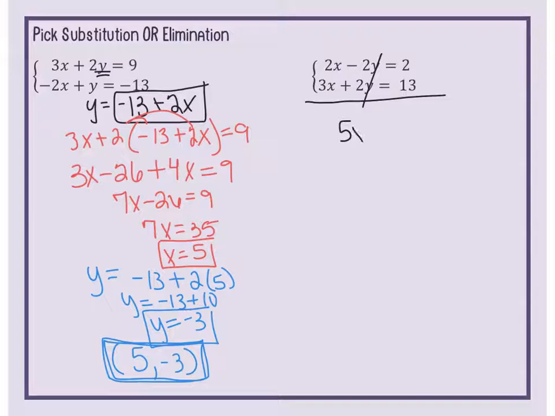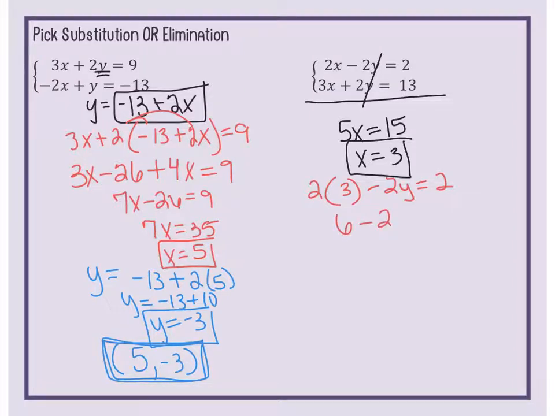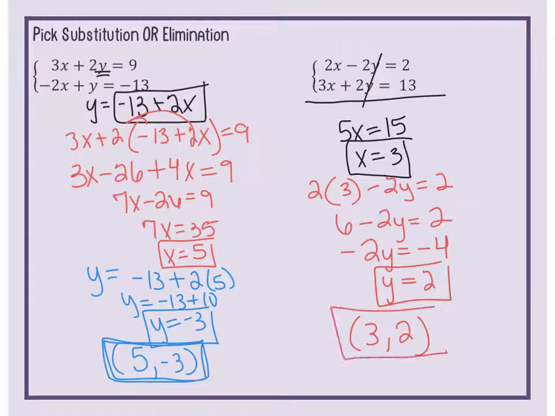And now you have 5x equals 15. Divide by 5 on both sides, we get x equals 3. Pick either one of the equations to plug that into. I chose the top one, not for any specific reason. Okay, multiply. Subtract 6 from both sides. And divide by negative 2. My final answer is 3, 2.